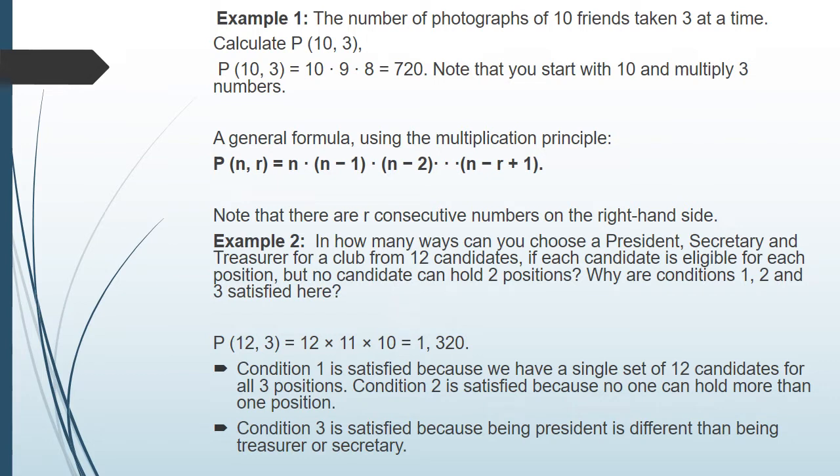Condition 1 is satisfied because we have a single set of 12 candidates for all 3 positions. Condition 2 is satisfied because no one can hold more than 1 position. Condition 3 is satisfied because being president is different than being treasurer or secretary.